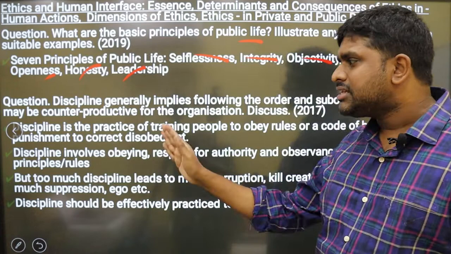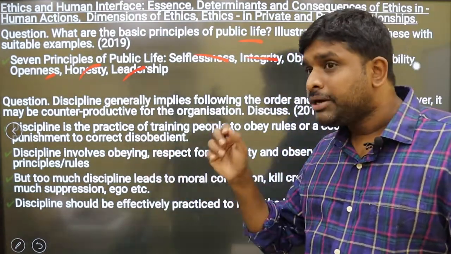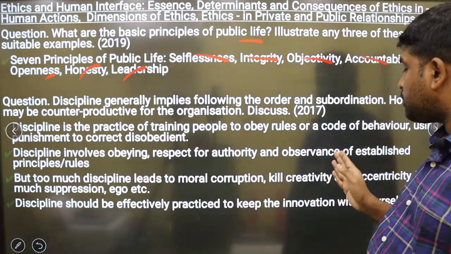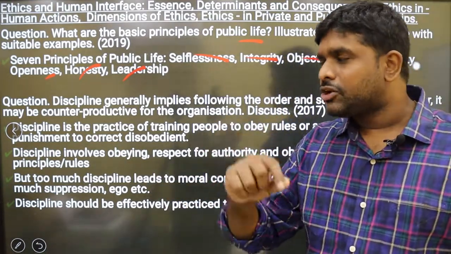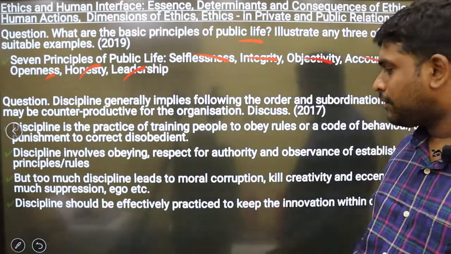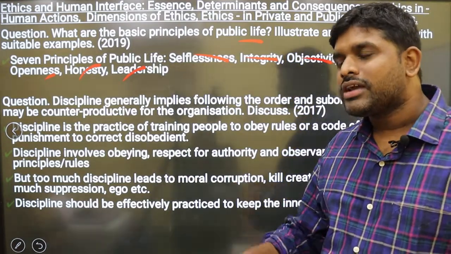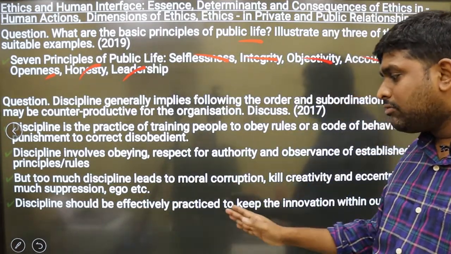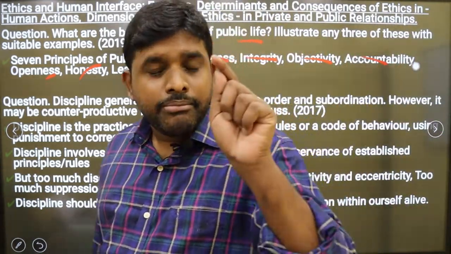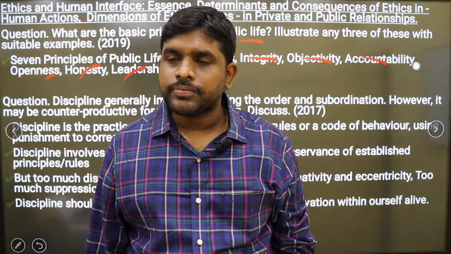The same. Discipline is a practice of training people to obey rules or a code of behavior using punishment to correct disobedience. Discipline involves obeying, respect for authority and observance of established principles and rules. But too much discipline leads to moral corruption, kills creativity and eccentricity, causes too much suppression, ego, etc. Discipline should be effectively practiced to keep the innovation within ourselves alive. And mainly they have to work for what? Organizational goal.